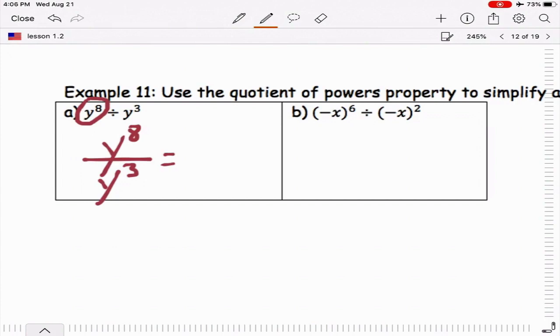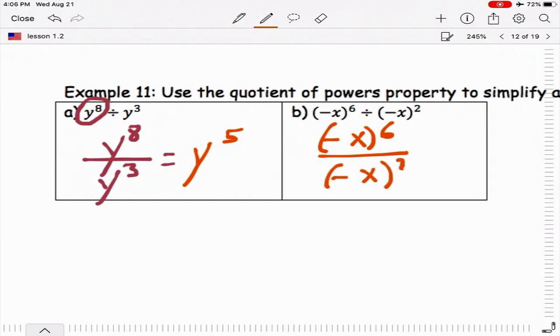Okay, same thing as before, right? Same bases, you're dividing, so technically you subtract the exponents. Answer is y to the 5th power. This one, same thing, negative x with parentheses, 6 over negative x with parentheses squared. Negative x, 6 minus 2 is 4. 4 is an even exponent, which means that the negatives cancel out. So my final answer is x to the 4th power.